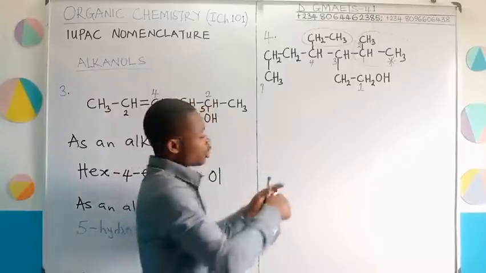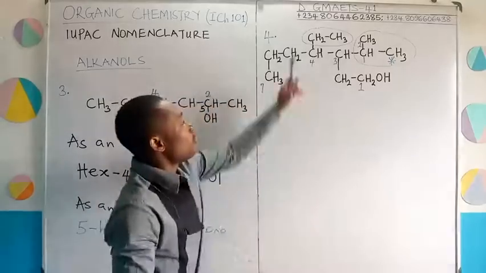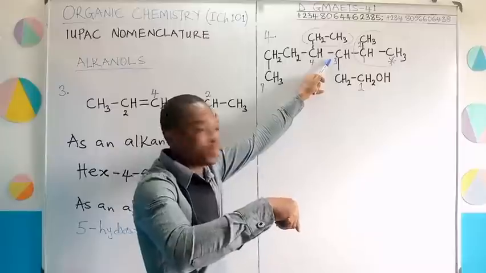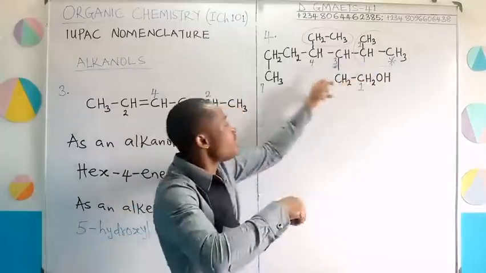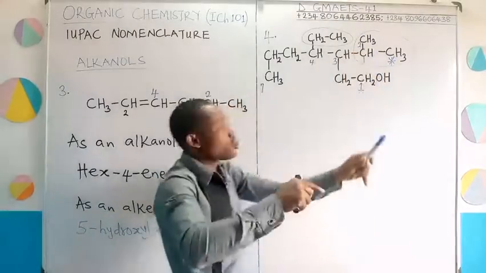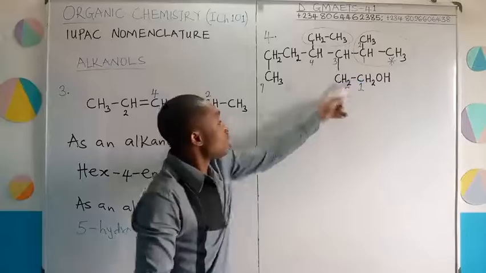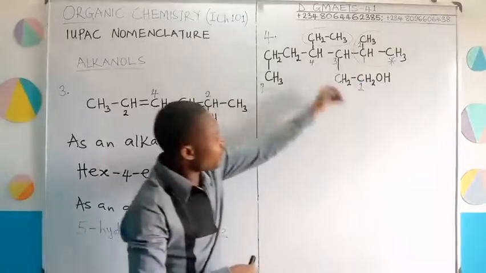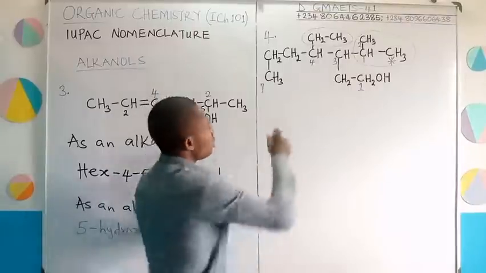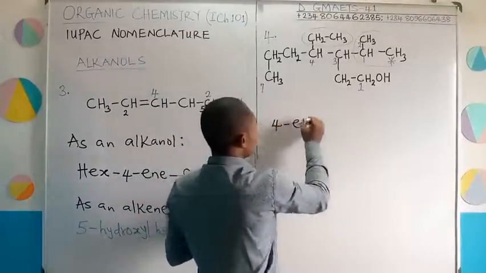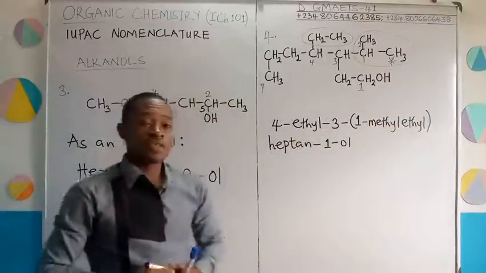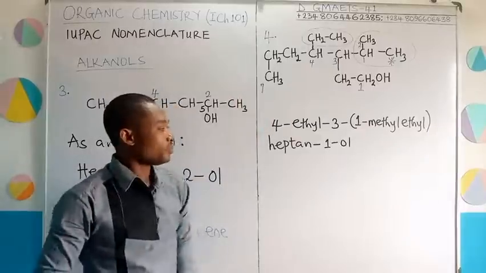Is that okay? And so the name of this structure is 4-ethyl 3, into your parentheses, because this is substituent on substituent, 3 hyphen open bracket, 1 methyl ethyl, close the bracket. No other attachment. The longest carbon chain is 7. On the first carbon atom, you have OH. So that gives us heptane 1-ol. So this is the name of this structure.